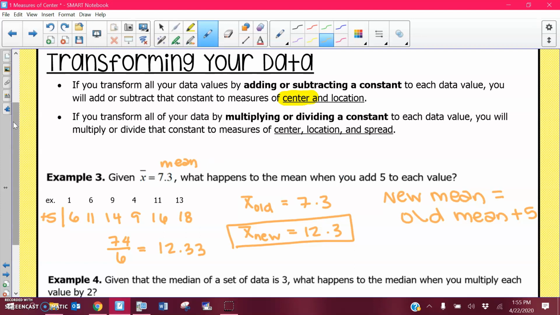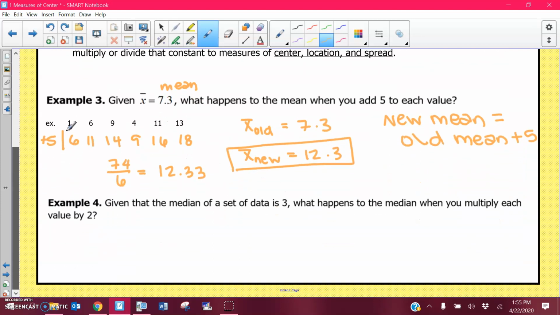Okay, so the same thing's going to happen if I multiply everything in that data set. Just think about it. If you multiplied every single thing by 3, and we knew what the median was to begin with, that median is also just going to multiply by 3. Unless you're changing just a single point, they're all going to change by the same amount. So given that the median of a set of data is 3, what happens to the median when you multiply each value by 2? So in this case, we're going to find my new median.